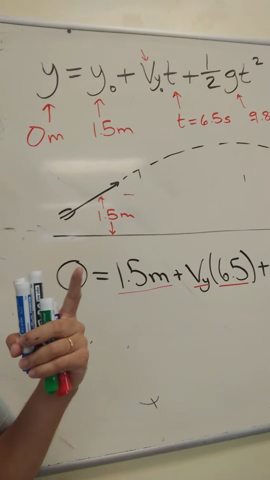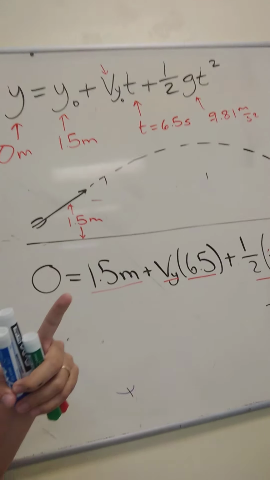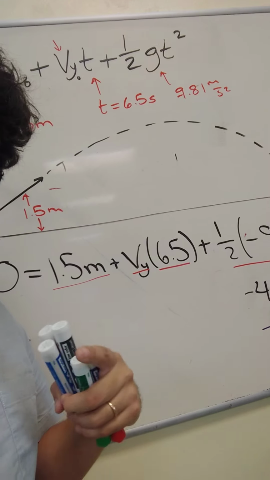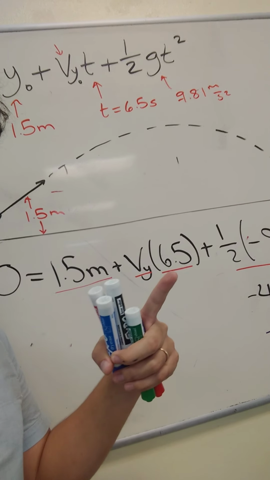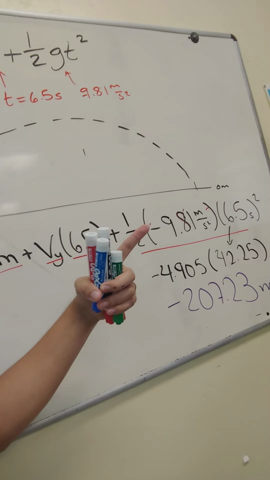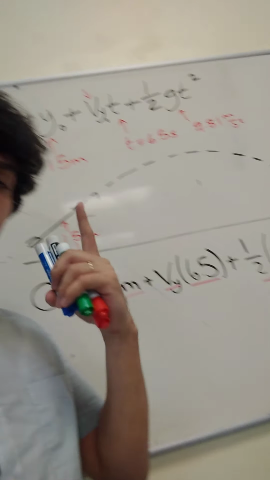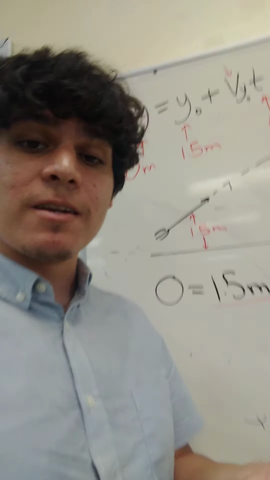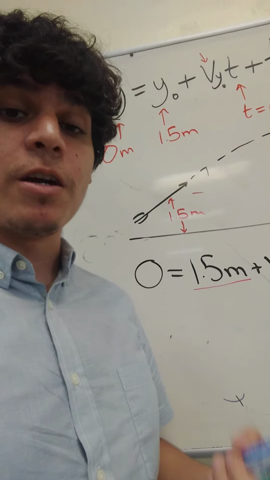If we placed all of our numbers into our equation, we were left with this: 0 is equal to 1.5 Vy times 6.5, minus 1/2 times 9.81 times 6.5 squared. Now remember that there's nothing here that should have come out of nowhere.